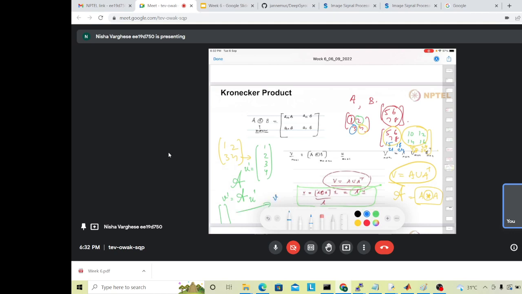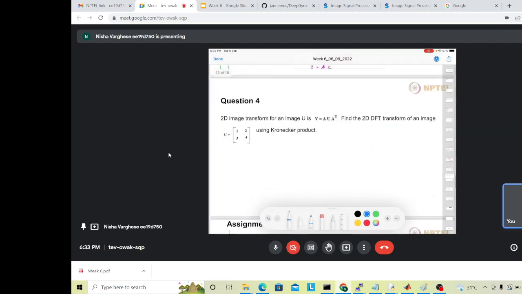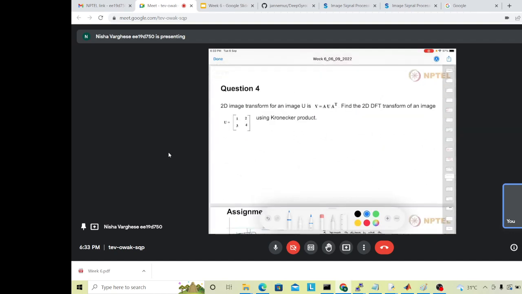V is equal to that, a square matrix. So it is much easier than the previous equations that we use for finding 2D transform. So we can use that Kronecker product in this question. So the question is: the 2D image transform of an image U is A U A transpose. Find the 2D DFT transform of an image U using Kronecker product.